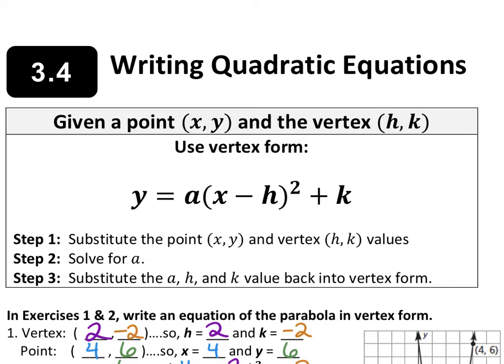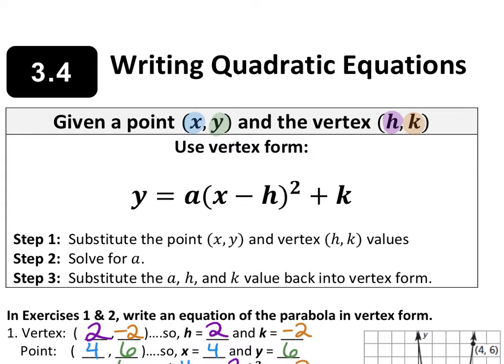So we have vertex form here. To use vertex form, you need a coordinate point x and y, and you need a vertex h and k. Now we talked about the vertex being the bottom or the top of the parabola, and if we know that coordinate point, and we know one other coordinate point there, an x-intercept, a y-intercept, some random point, we can write the equation.